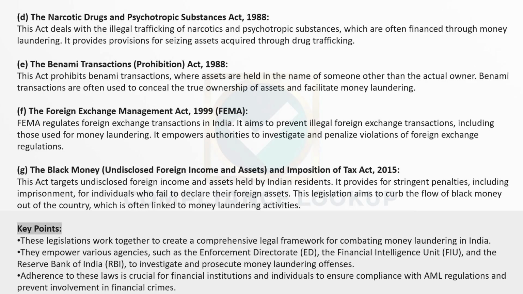Second, enforcement agencies. Agencies like the Enforcement Directorate (ED), Financial Intelligence Unit (FIU), and Reserve Bank of India (RBI) have the authority to investigate and prosecute AML offences. They work together to ensure that financial transactions in India are transparent and legitimate.